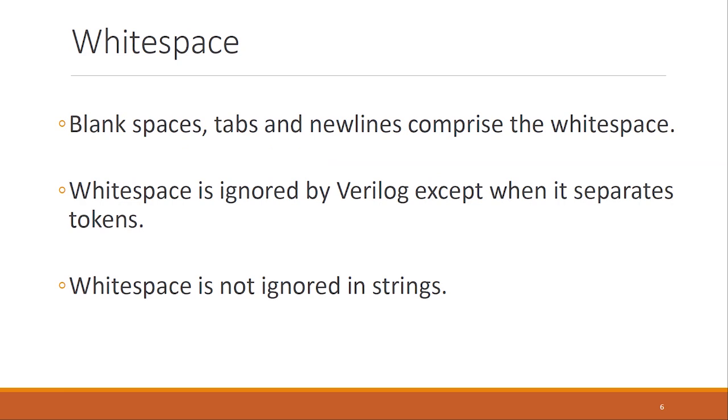First we'll briefly look at how white space works in Verilog. Blank spaces, tabs, and new lines comprise the white space. They are all considered just white space. White space is ignored by Verilog except when it separates tokens. You have seen this in C as well. And white spaces in strings are not ignored. That also you have seen in C.